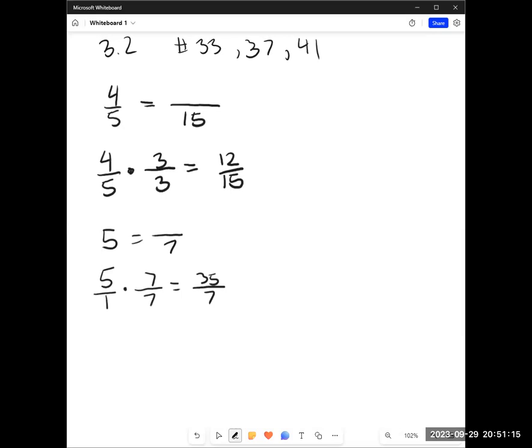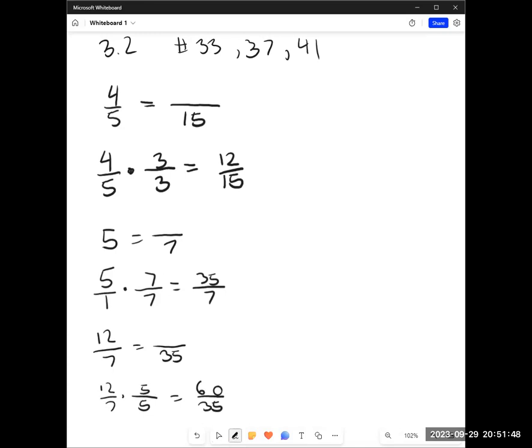For our last one in this section, we have 12 over 7 that we want to write with a denominator of 35. So 12 over 7 times, I need to multiply by 5 over 5 so that I get a 35 in my denominator. 12 times 5 is 60. So my equivalent fraction is going to be 60 over 35.